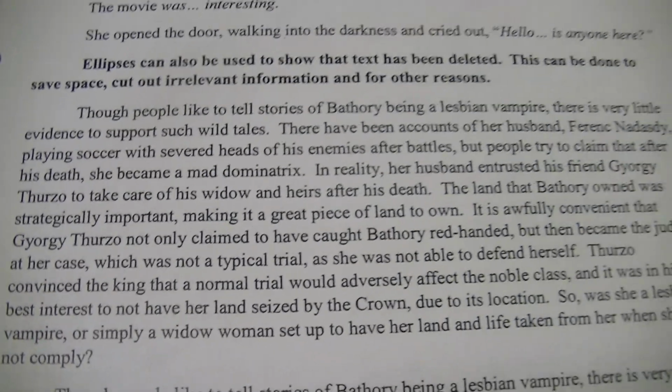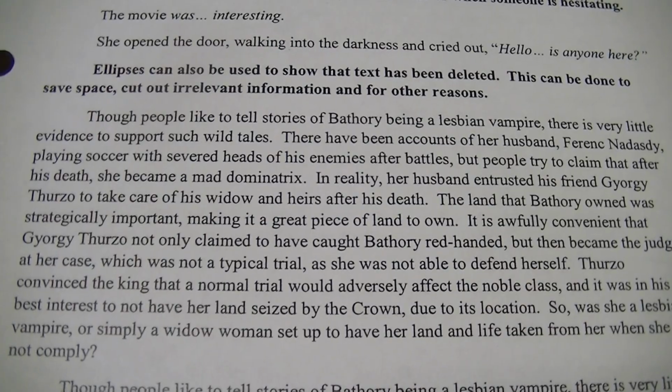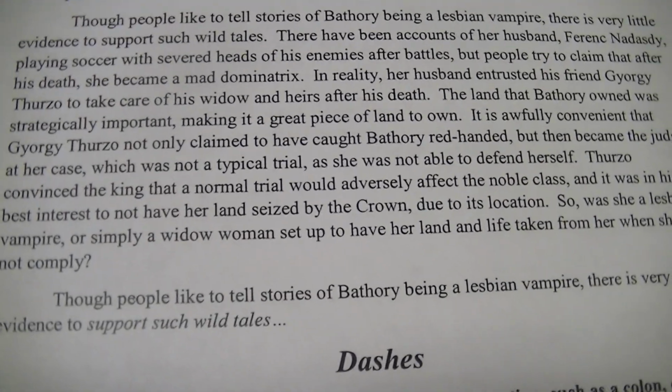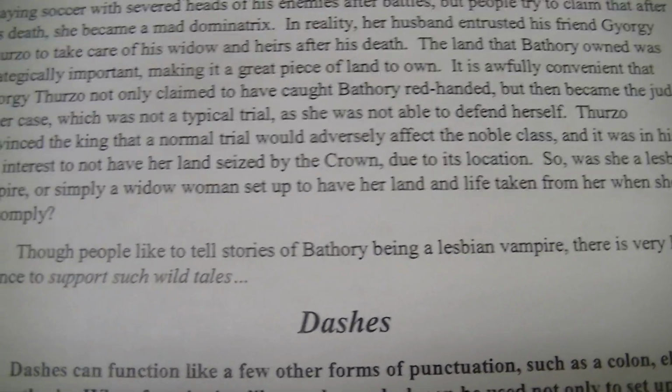So that's the whole paragraph, and it's a big one. Maybe I don't have room for that whole thing. Maybe in my paper I'm going to use a dot dot dot, okay? So this is how I could do it. "Though people like to tell stories of Bathory being a lesbian vampire, there is very little evidence to support such wild tales..." Maybe I didn't have room for the rest of it. Maybe that's just the point I wanted to make, okay?